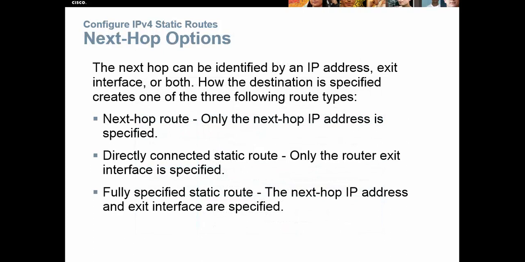The next hop can be identified by an IP address, an exit interface, or both. And how the destination is specified creates one of the three following route types. You have next hop route. That's where only the next hop IP address is specified. You have directly connected static route, where only the router exit interface is specified. And then you have a fully specified static route, and that's where the next hop address and the exit interface are specified.